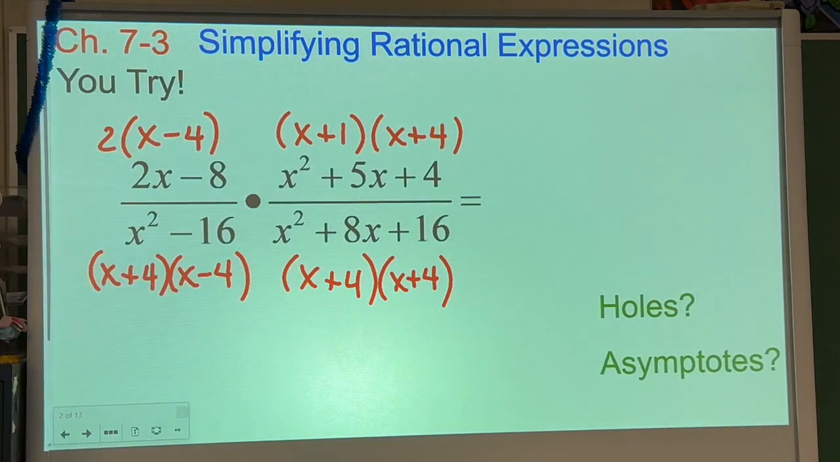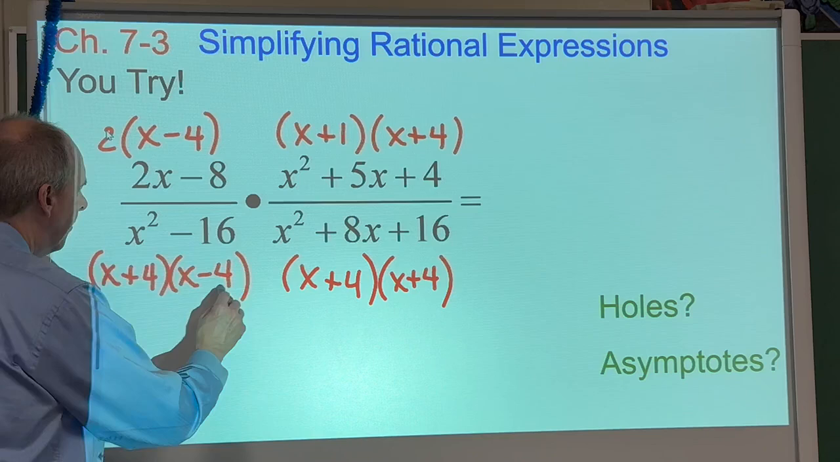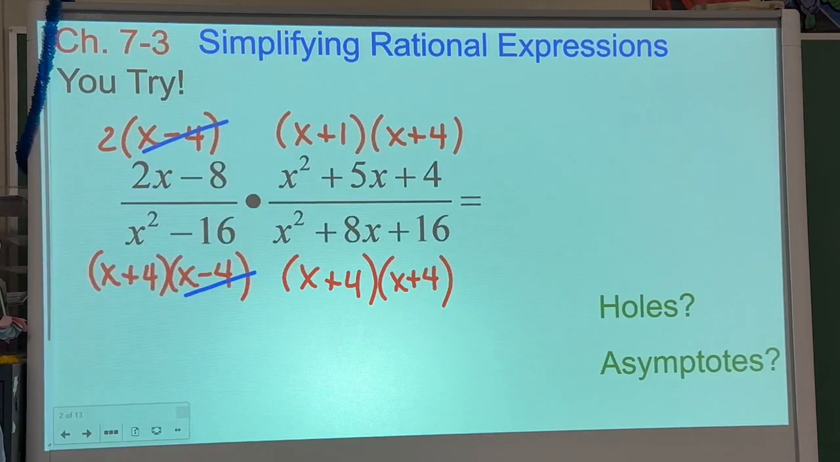Now we look for twins, something on top that is the exact same factor on the bottom, like x minus 4 and x minus 4. We're allowed to cancel a twin. One top, one bottom. That should make a hole in our graph.